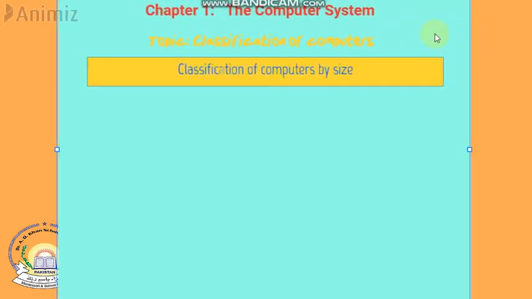To your first class. Today we are going to start off with the first chapter of your book. This is chapter number 1, the computer system. The topic that we are going to study is classification of computers.